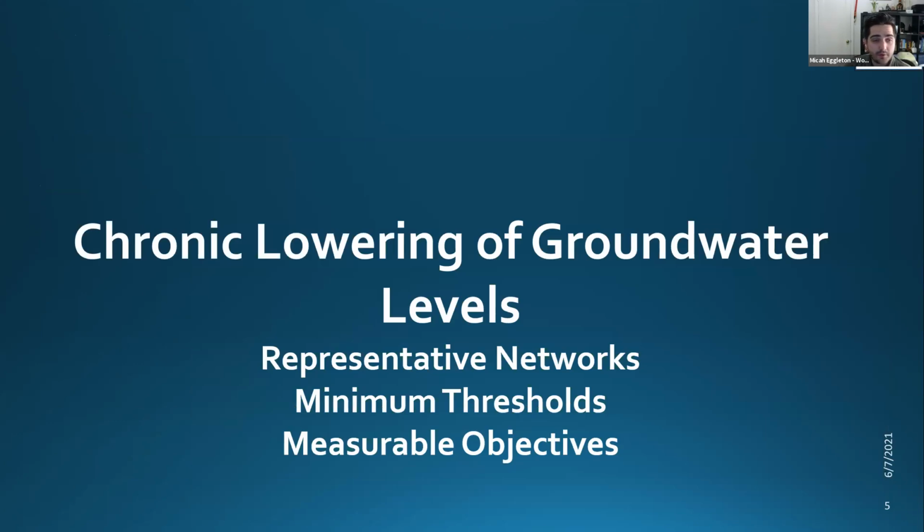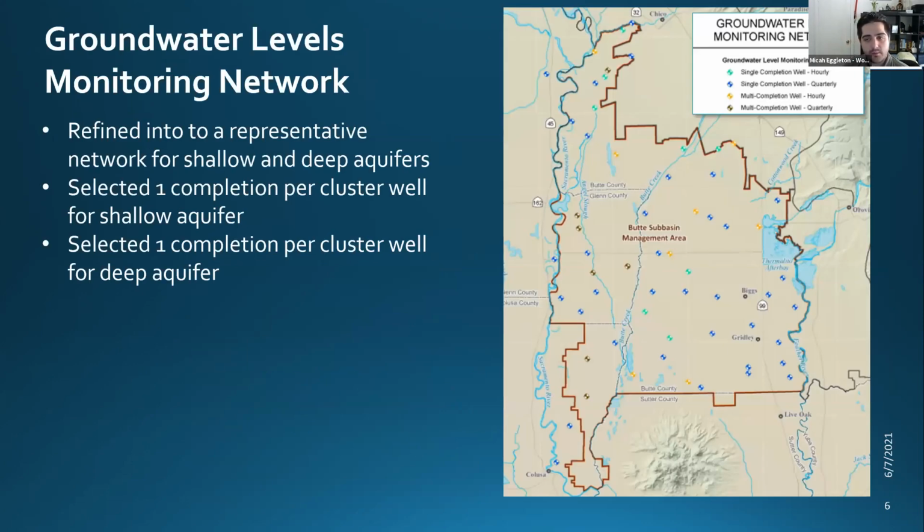So let's just jump into the first one, our chronic lowering of groundwater levels. We designed our representative network and we refined it down to have both wells in the shallow and deep aquifers. So in our wells that are multi-completion wells, we selected a completion that is within that shallow aquifer zone, not every single completion within, often they have 3 completions in one cluster well. We usually chose the shallowest one for that shallow aquifer refined network. And then on our deep network, we usually chose the deepest completion in that one.